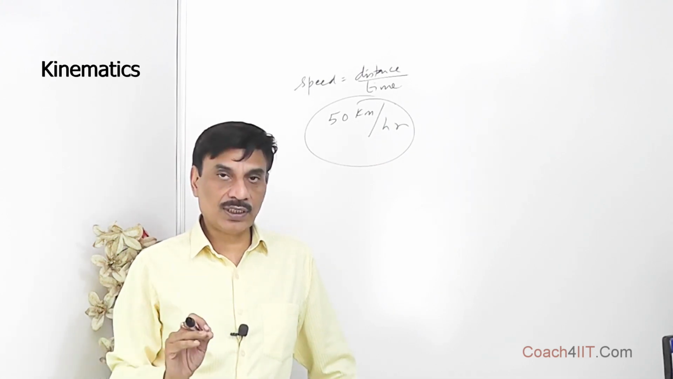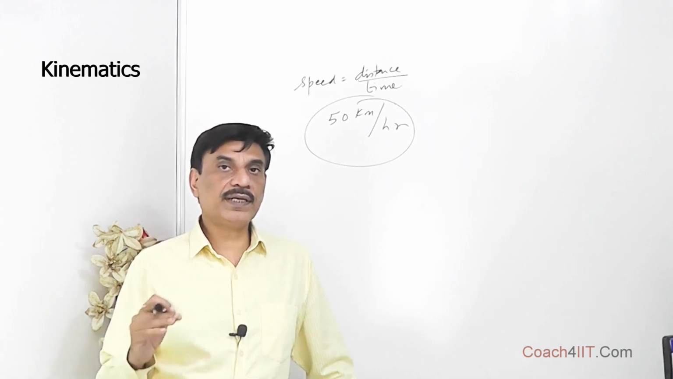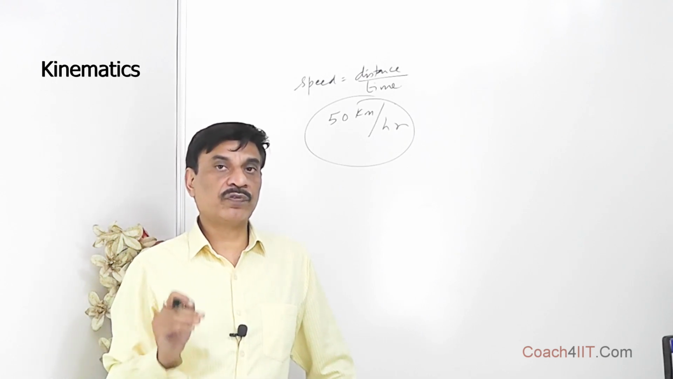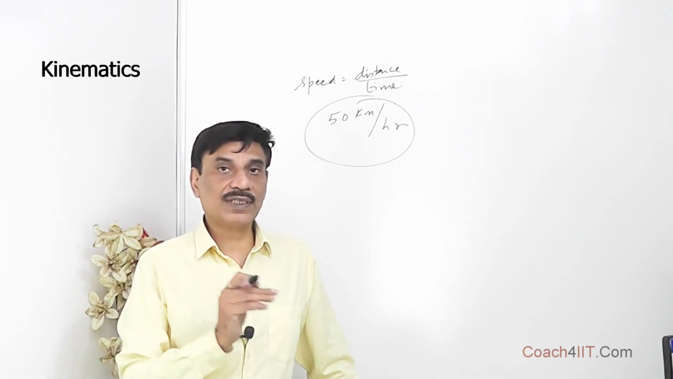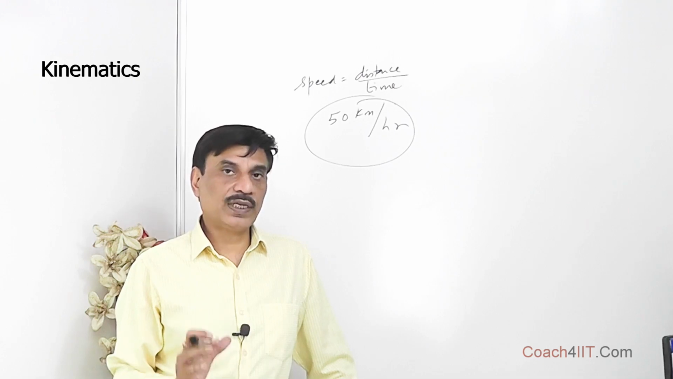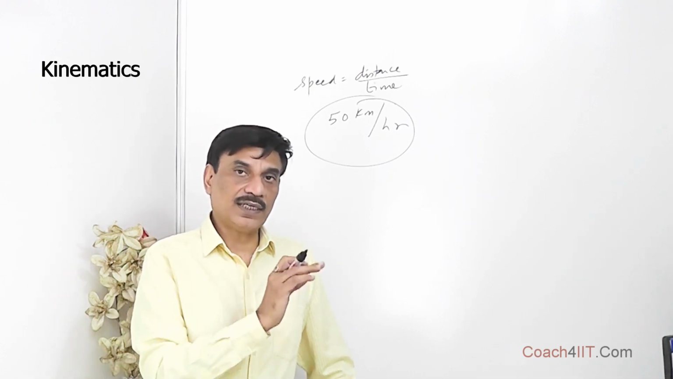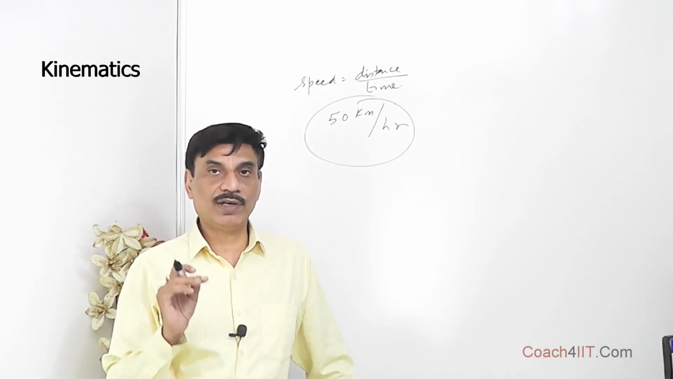When we say velocity, velocity is speed in a particular direction. When we say a person is moving with 50 km per hour towards east, we have both things: the magnitude, 50 km per hour, and the direction, towards east. So this is the velocity of the body.